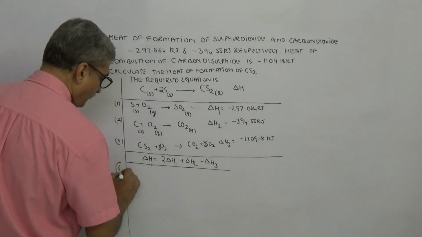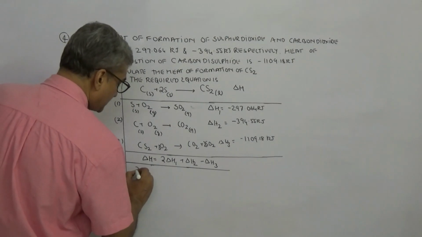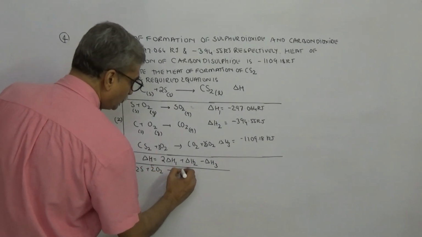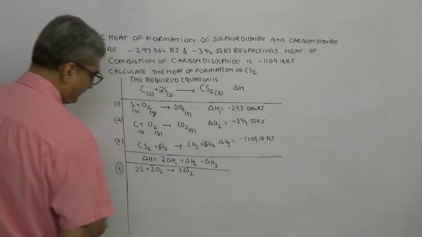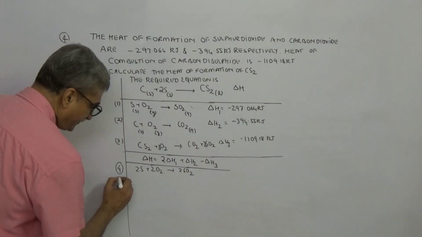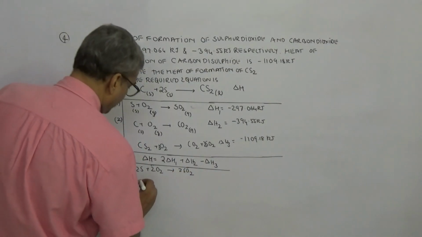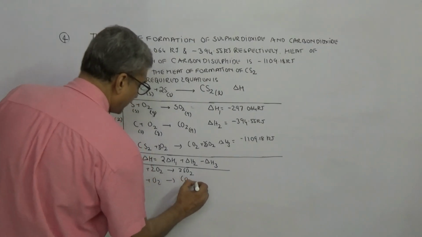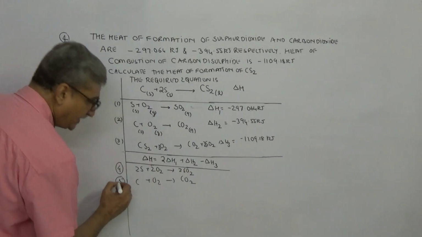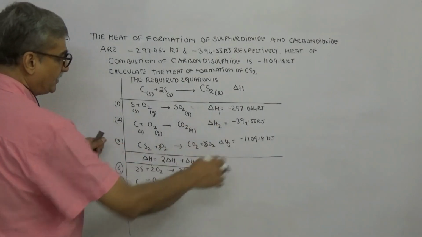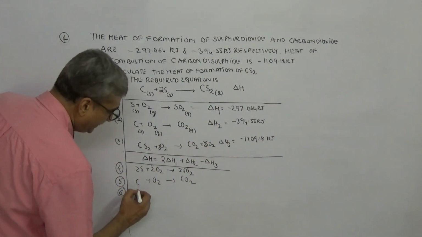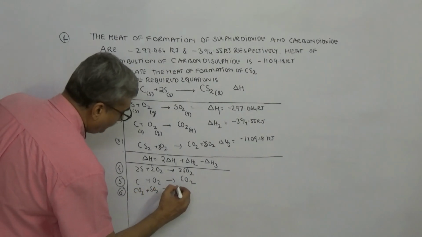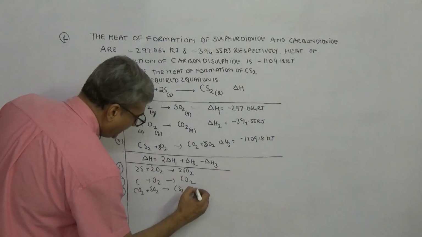So now equation number 4. What do we have? 2S plus 2O2 forms 2SO2. Then we have 5. What do we have in the fifth one? Carbon plus oxygen forms carbon dioxide. Then the 6th one. What do we have in the 6th one? It is the reverse of the 3rd one. So what do we have? It is CO2 plus 2SO2 forms CS2 plus 3O2.